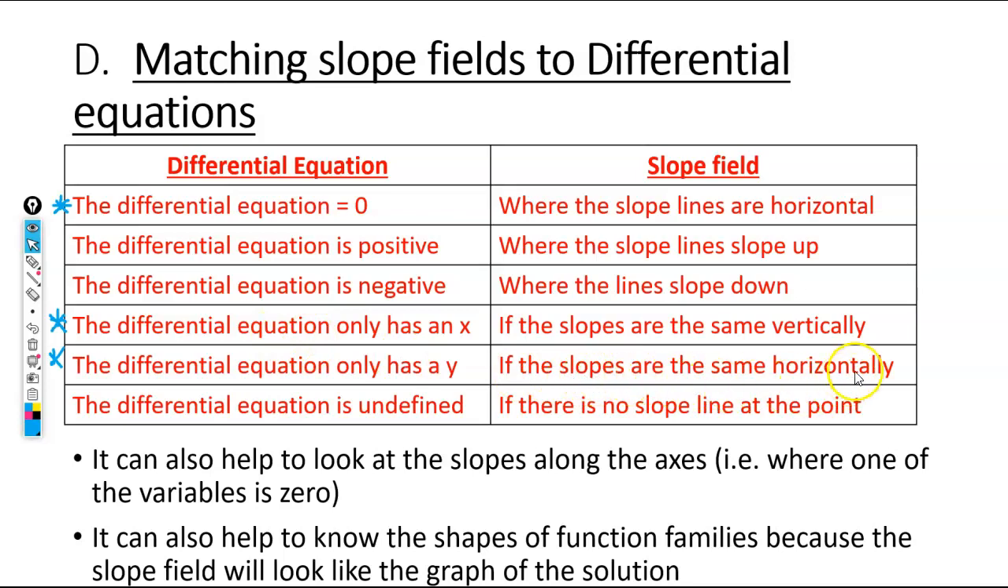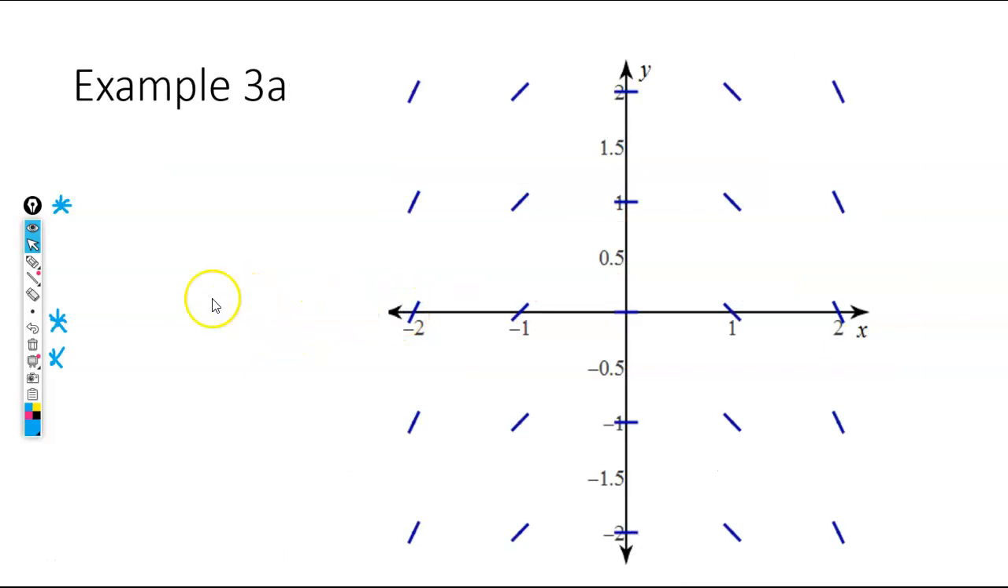But if all the slopes are the same in the same row, horizontally, they're parallel, that would mean our differential equation only has a y. Okay? We can also look at our slope field and ask, okay, where does this slope field have a flat horizontal line? Well, then that should tell us something about the differential equation. So let's go ahead and take a look at that.